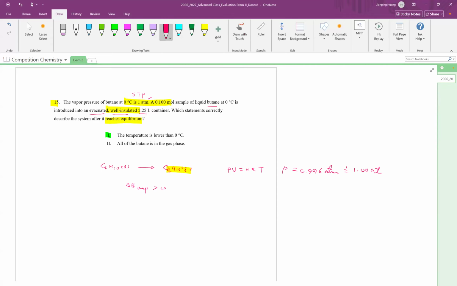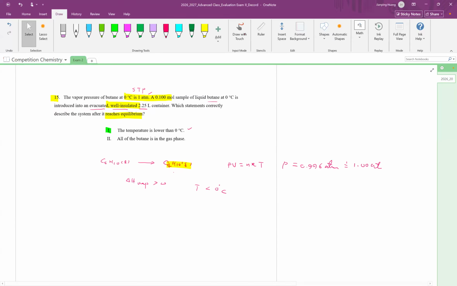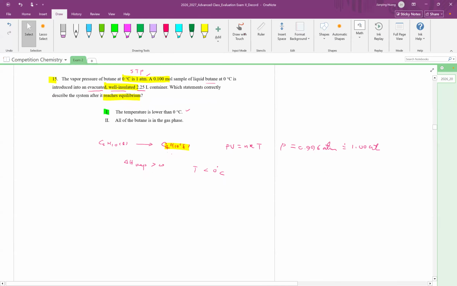And that energy must come from where? Come from the system itself. So the system cools down and the temperature will go below 0 degrees. So the temperature will be lower. I think that's right. Statement 1 is right. Okay, that is right. Now statement 2 is not right. What happens when the temperature cools down?